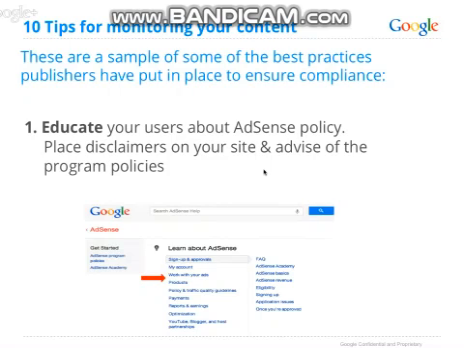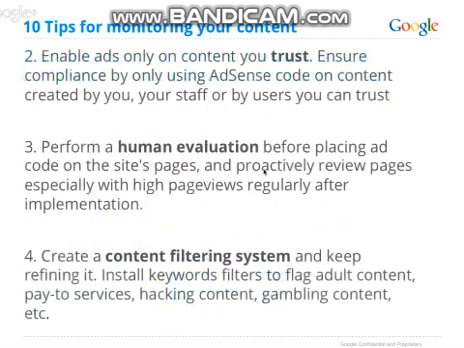First one is educate. Educating your users about AdSense policy, and a great way to do that is to place disclaimers on your site and advise of the program policies. Number 2 is enable ads on content you trust. Ensure compliance by only using AdSense code on content created by you, your staff, or by users you can trust.